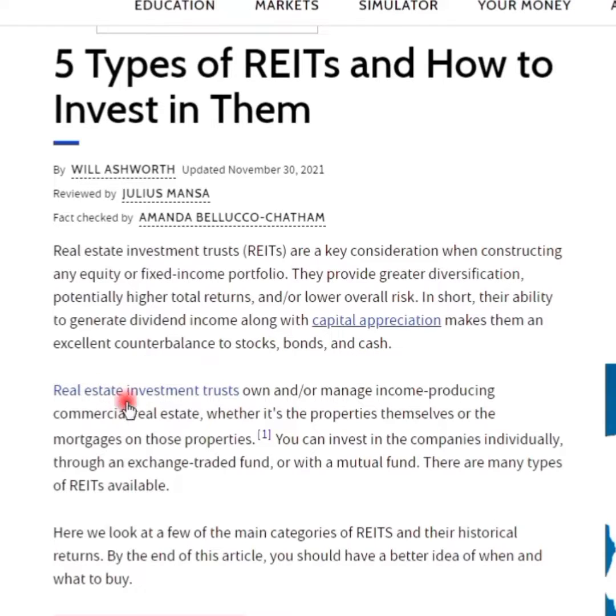Real estate investment trusts own or manage income producing commercial real estate, whether it is the properties themselves or the mortgages on those properties. You can invest in the companies individually, through an exchange traded fund, or with a mutual fund. There are many types of REITs available.